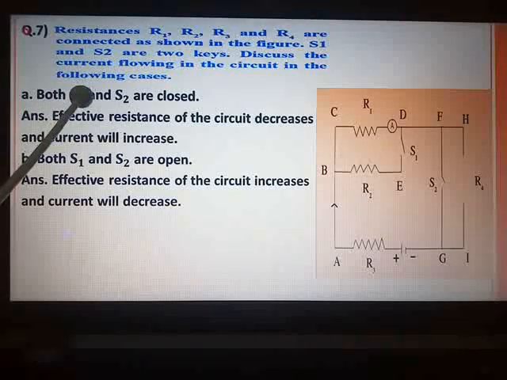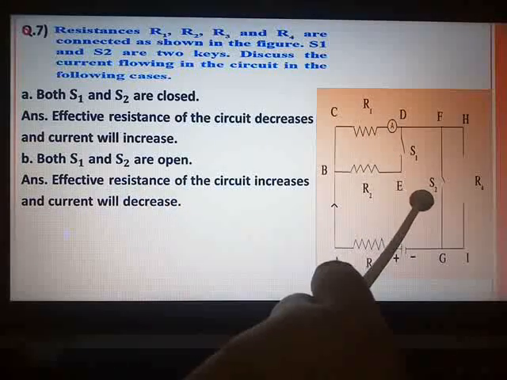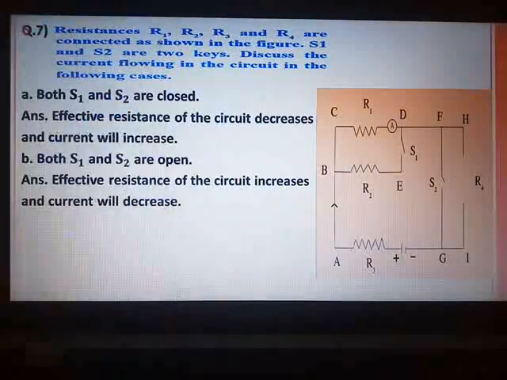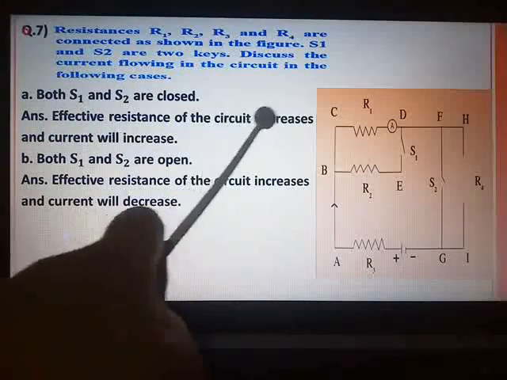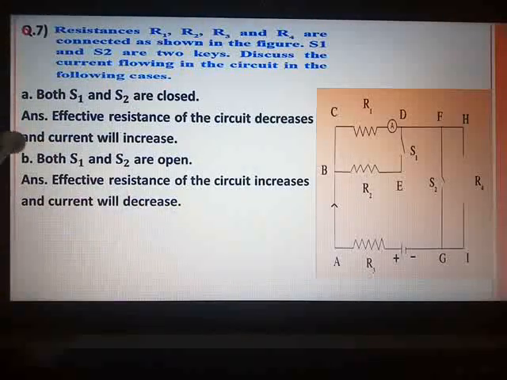Both S1 and S2 keys are closed. If both the keys are closed, what will happen? The effective resistance of the circuit will decrease, and what will increase? Current will start increasing. So that is your answer. Effective resistance, as it decreases, immediately current will increase.